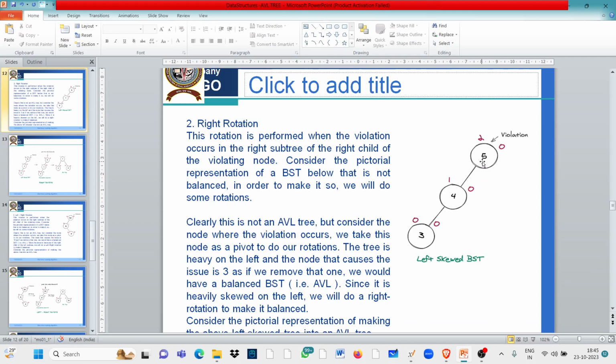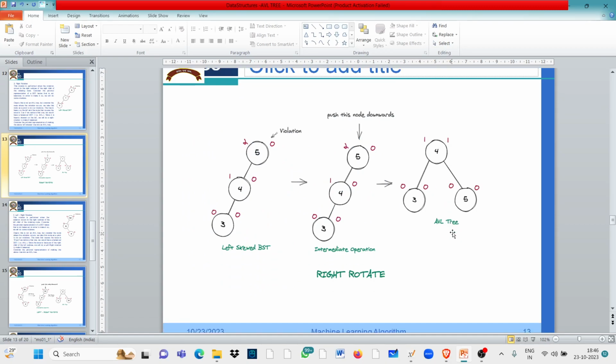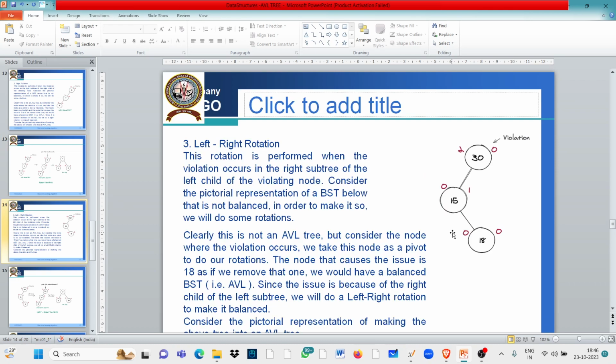So that means the 5 will be pushed down and this 4 will come up. Okay, that means 4, 3, 5. Same thing I have done here. So 4, 3, 5. You check here, it is an AVL tree. It's clear. Now we go for the left right rotation.